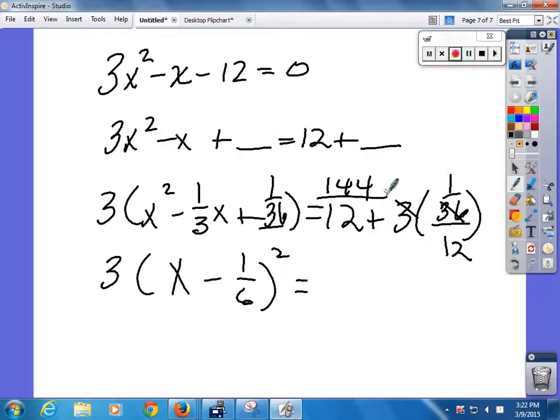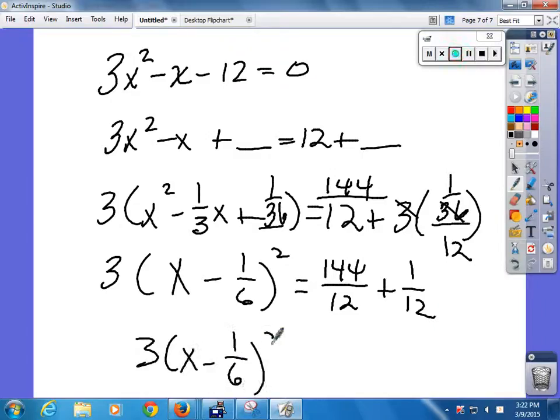I think we've done this before. 144 over 12 plus 1 over 12. Why do I feel like we've done this before? I'm gonna check the notes. I know we've done it before.